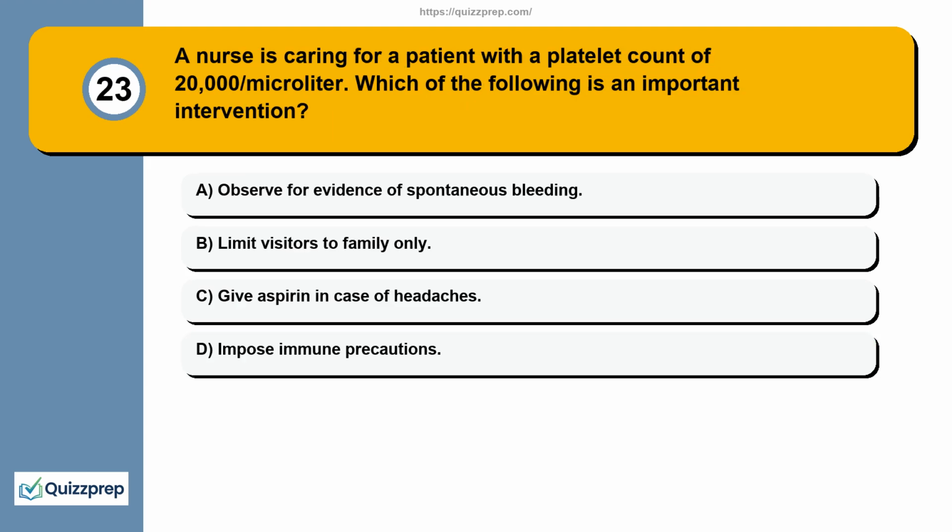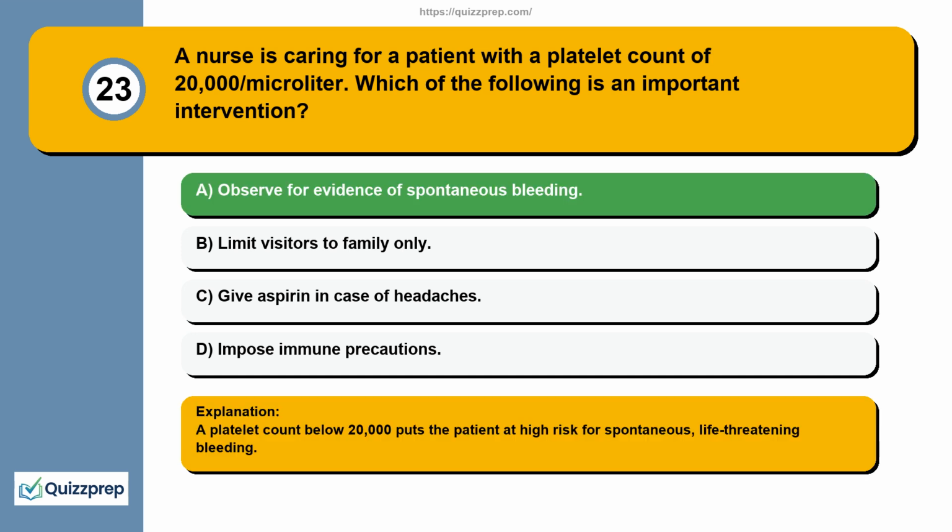Question 23. A nurse is caring for a patient with a platelet count of 20,000/microliter. Which of the following is an important intervention? Observe for evidence of spontaneous bleeding. Limit visitors to family only. Give aspirin in case of headaches. Impose immune precautions. A platelet count below 20,000 puts the patient at high risk for spontaneous, life-threatening bleeding.